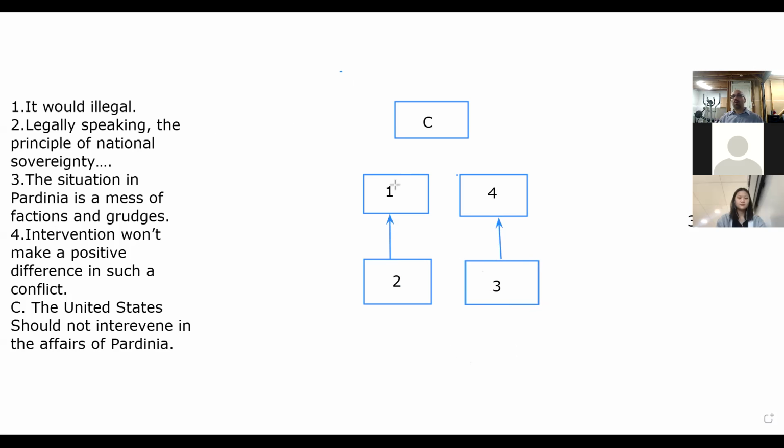All right. Now what about 1 and 4? So we know these are primary premises, right? They directly lead us to believe the conclusion is true. We also know that they're part of a subordinate argument. They're subordinate conclusions, but we can leave that fact behind for a moment. Do these premises independently give us a reason to believe that the conclusion is true? Or do they only make sense if they're taken together? Okay, it would be illegal, so therefore the United States shouldn't do something. I think that makes sense. You shouldn't do something because it's illegal. That makes sense on its own. Similarly, you shouldn't do something because it's not going to work. I think, again, that makes sense on its own.